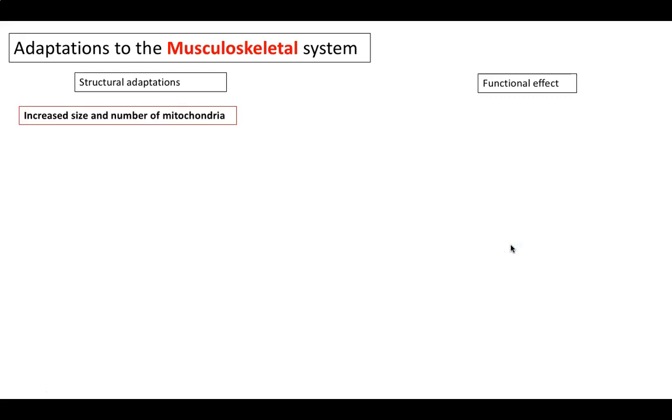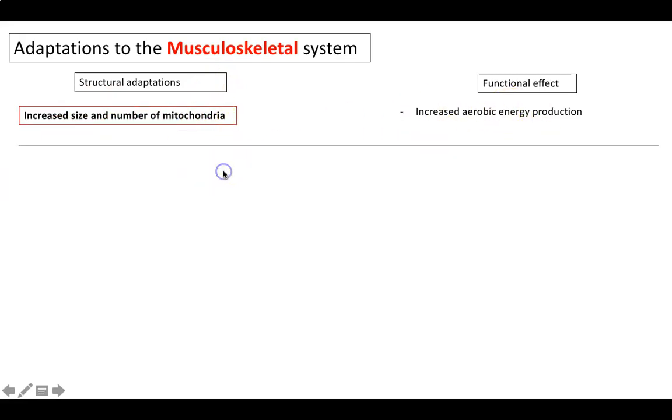Okay, so adaptations to the musculoskeletal system, structural and functional. So structural, we get an increased size and number of mitochondria. This means we're going to get an increased aerobic energy production. Remember, mitochondria is where aerobic energy production takes place. Remember, the Krebs cycle and electron transport chain take place in the mitochondria matrix and cristae, i.e. mitochondria, where aerobic energy is produced or takes place.